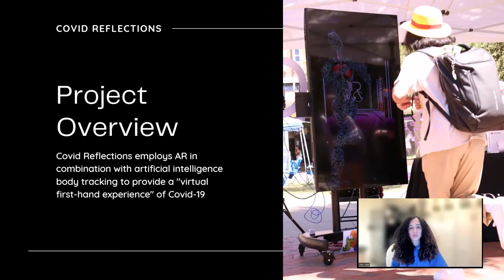COVID Reflections tailors public health mass communications to local audiences and individuals in real time by utilizing augmented reality and body tracking in combination with large-scale displays situated in public spaces. The user stands in front of a display which tracks an audience member's body and visualizes potential health outcomes of COVID-19 on an avatar mirroring their movements. This aids the audience in visualizing the potential health impacts of COVID through a deeply personal and intuitive format, bridging the gap between informational abstractions and first-hand experiences.